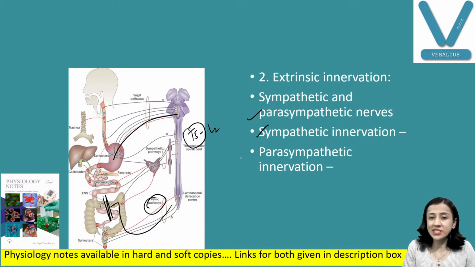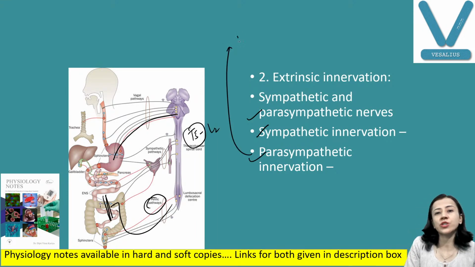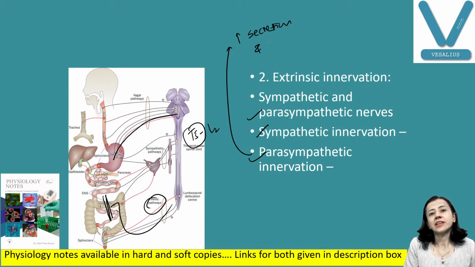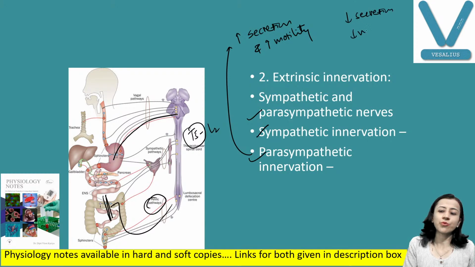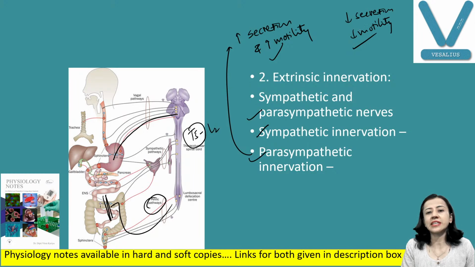Now, what is the importance of dual supply? Parasympathetic stimulation causes increased secretion and increased motility, and sympathetic stimulation decreases secretion and decreases motility. So dual supply is important: one increases secretion and motility and the other decreases secretion and motility. Okay, so this is all about the nerve supply. In tomorrow's class we will discuss gastric juice.